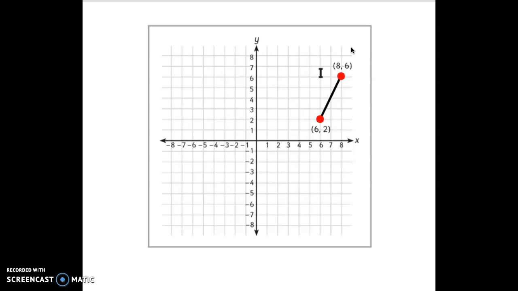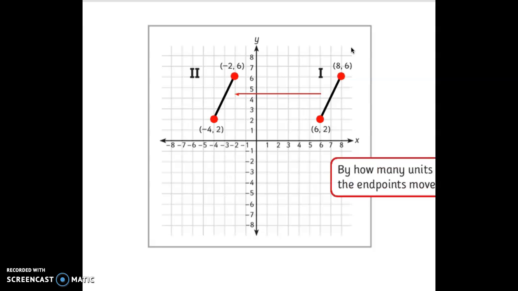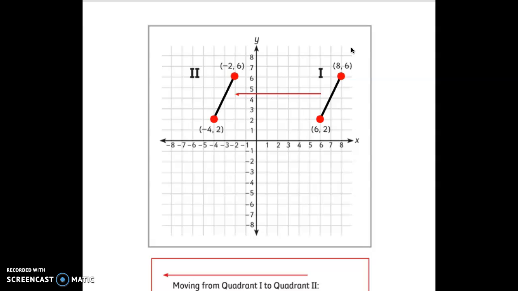Let's start with the line segment in quadrant 1. We move to the left, so the line segment is in quadrant 2. By how many units did the endpoints move? As we moved from quadrant 1 to quadrant 2, we started at 8 and moved left 10 to -2.